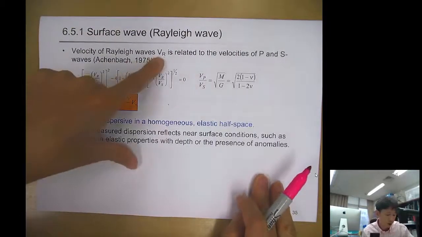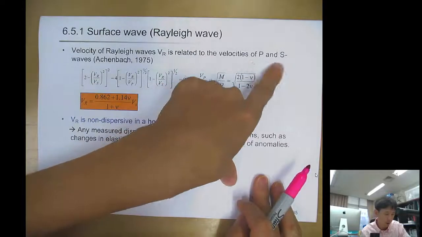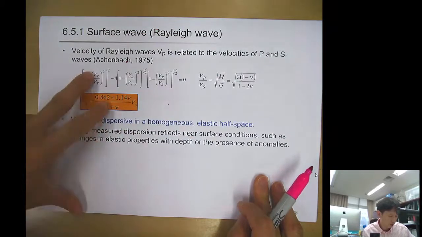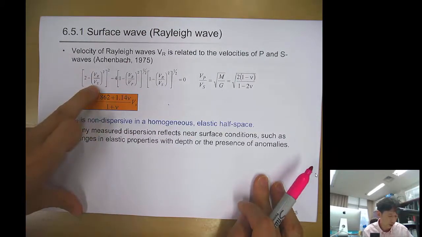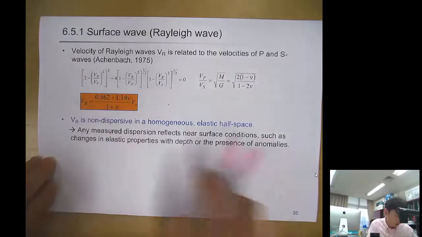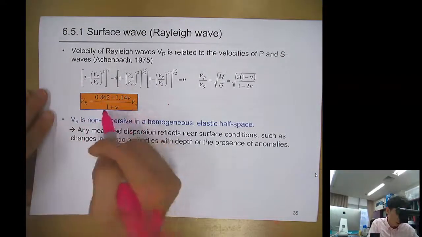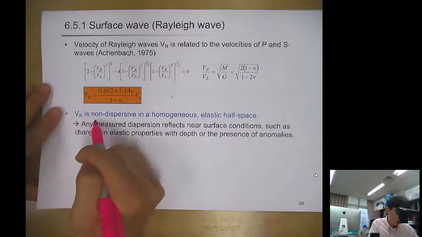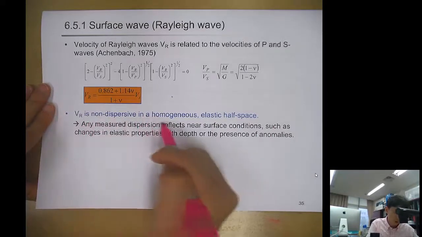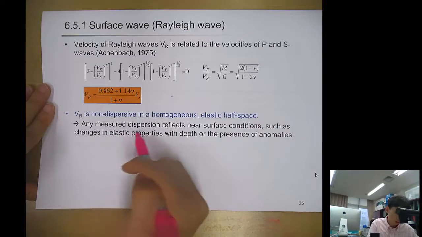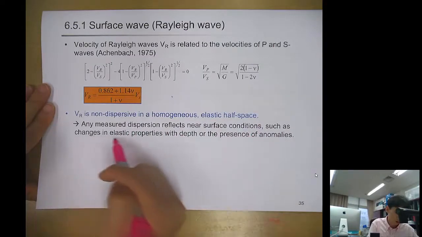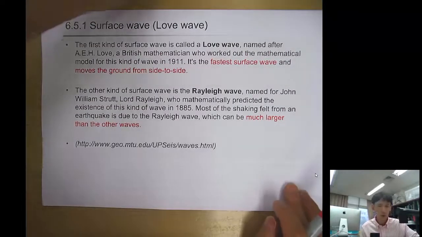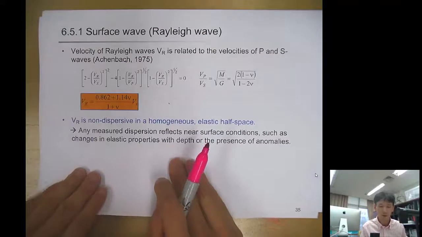The velocity of the Rayleigh wave, VR, is related to the velocity of the P and S waves. So here the Rayleigh wave is correlated to the shear wave velocity and the P wave velocity. You can see VR is a function of Poisson's ratio and the shear wave velocity. VR, the Rayleigh wave velocity, is non-dispersive in a homogeneous elastic half space, and measured dispersion reflects near surface conditions such as changes in elastic properties with depth or the presence of anomalies. So we use this assumption to get the shear velocity profile from SASW.